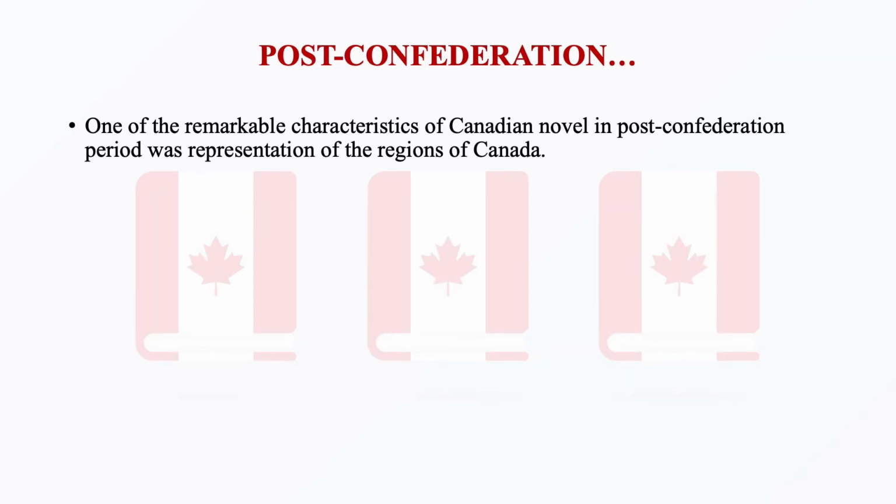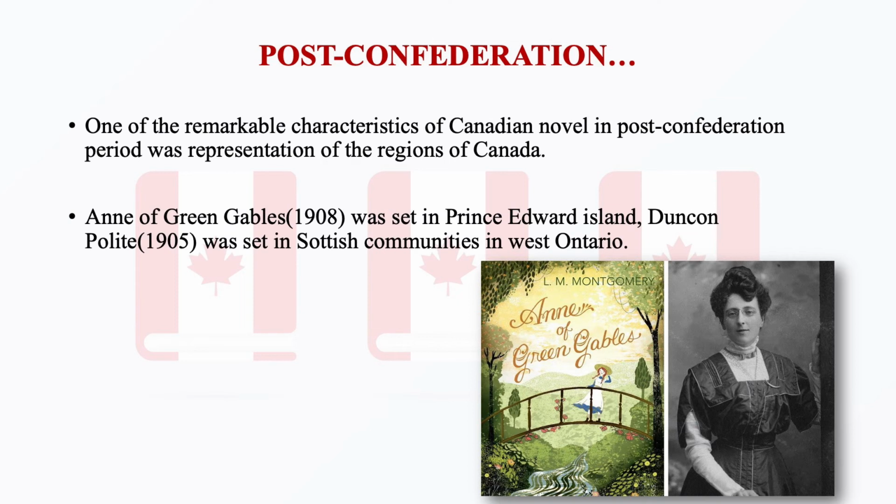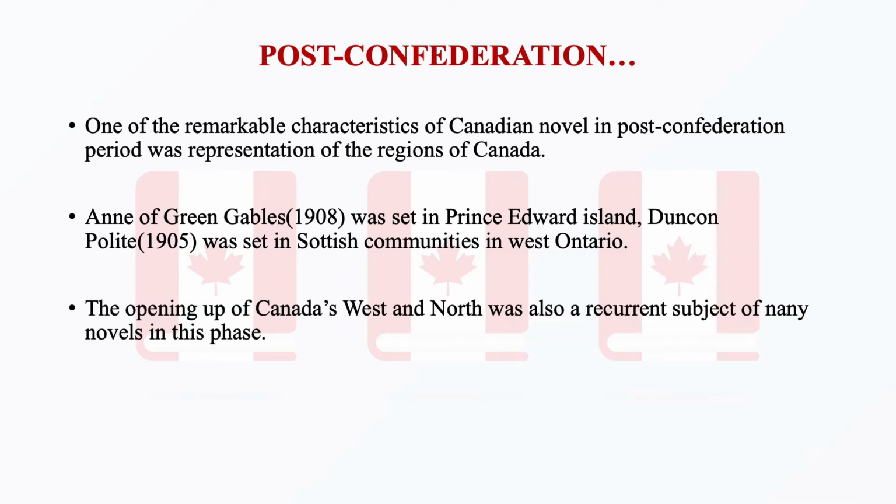One of the remarkable characteristics of the Canadian novel in the post-Confederation period was the representation of the regions of Canada. Anne of Green Gables, 1908, was set in Prince Edward Island. Duncan Polite, 1905, was set in Scottish communities in western Ontario. The opening up of Canada's western north was also a recurrent subject of many novels in this phase.